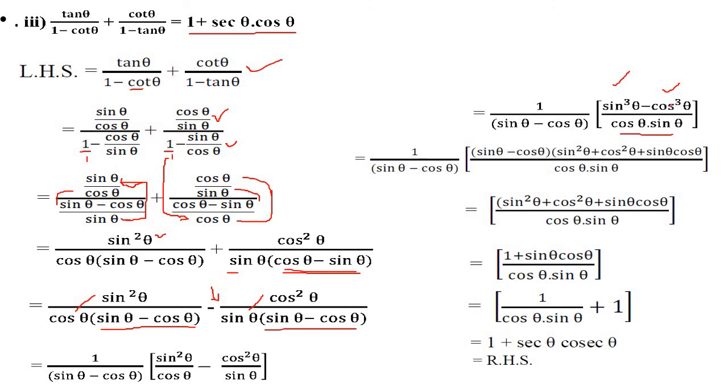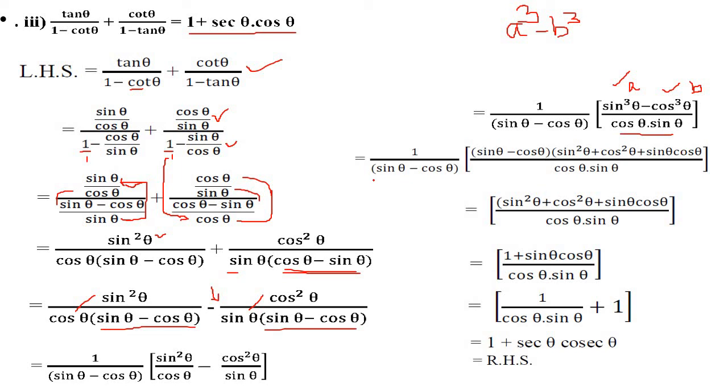This is in the form of a cube minus b cube. The expansion of a cube minus b cube is a minus b into a square plus b square plus ab, where a is sin theta and b is cos theta. So it is sin theta minus cos theta into sin square theta plus cos square theta plus sin theta into cos theta.